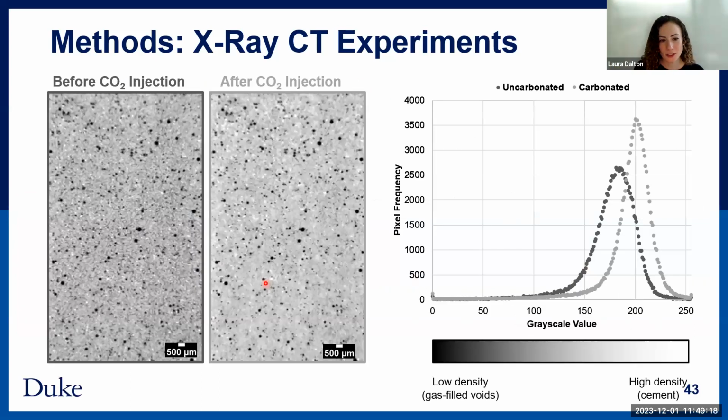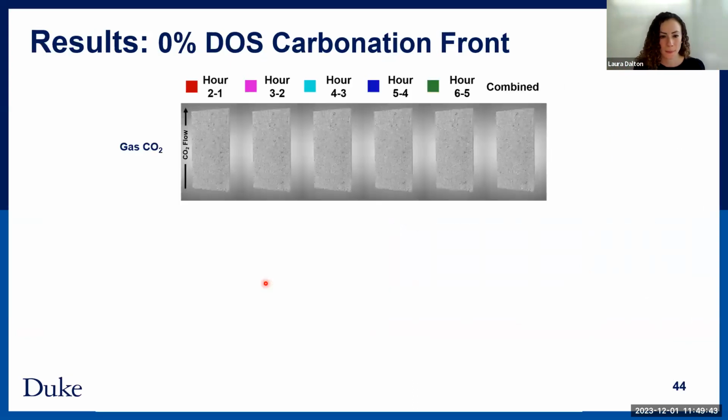And so how can you characterize this? You have a before and after, or in the case of the dynamic, 1, 2, 3. So we can see this change in the histogram of our image. It's gone up and over, and that's indicating that there has been an increase in a higher density material. In this case, which could be confirmed with other methods, it is calcium carbonate.